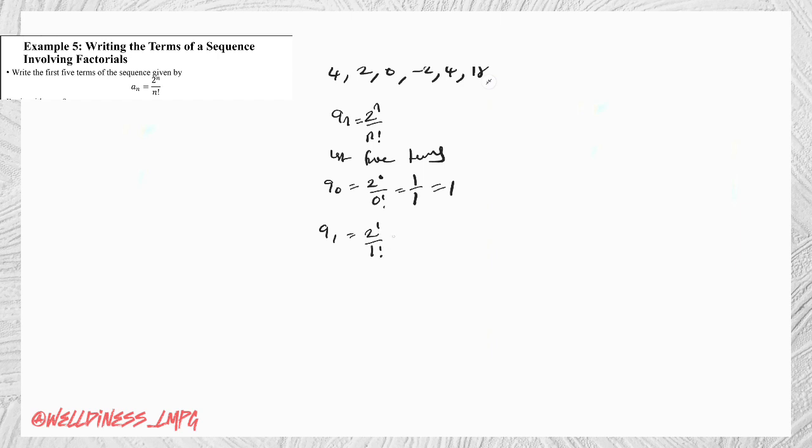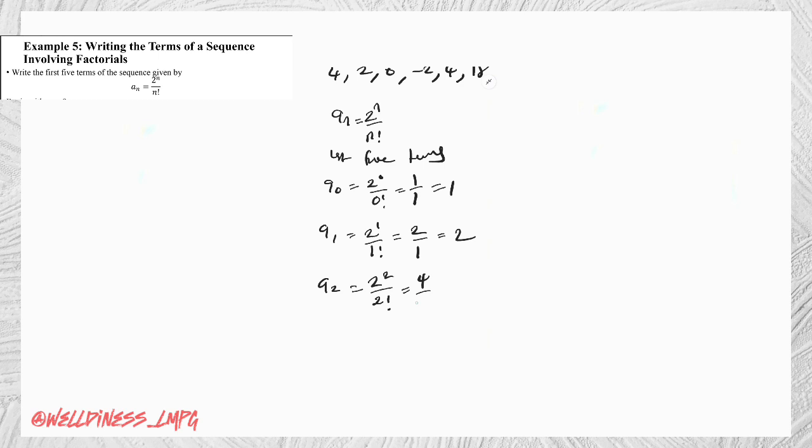So once you put in 0, since 0 factorial has a value, you are going to have for a_0, 2 raised to 0 divided by 0 factorial, and that will give you 1 divided by 1, which is equal to 1. Now to get a_1, that will be 2 raised to 1 divided by 1 factorial, which will give you 2 divided by 1, which is equal to 2.